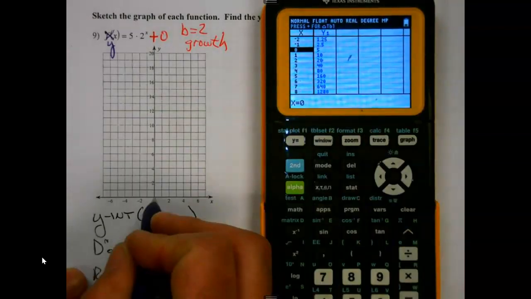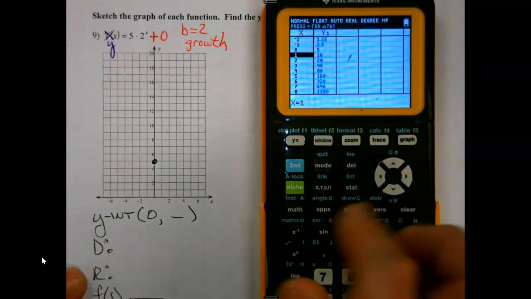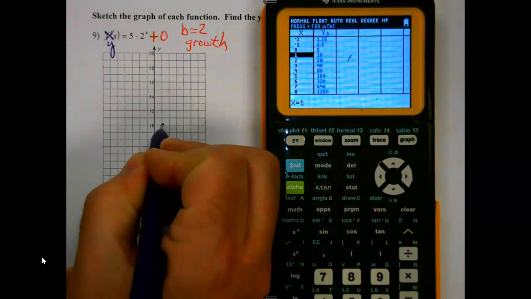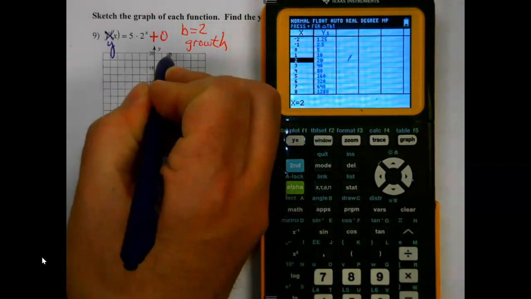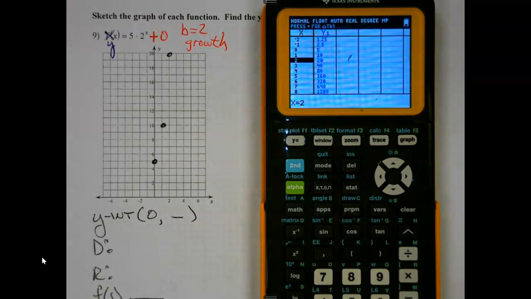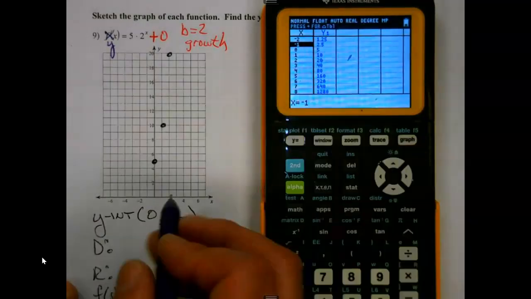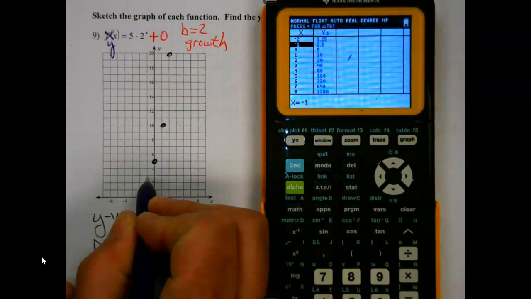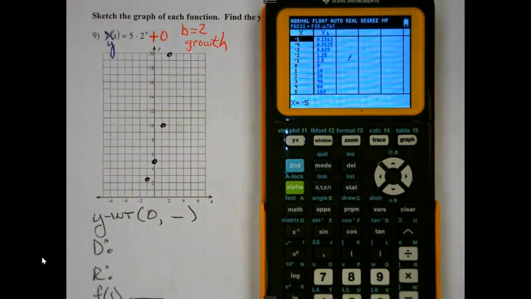So 0, 5, got that one. We got 1, 10, okay. We got 2, 20. Now, everything after that is either too big or it's getting decimally. Now, I don't think some decimal is bad. I mean, 2.5, I'm like, okay, I can do 2.5. But then it starts getting kind of kooky.